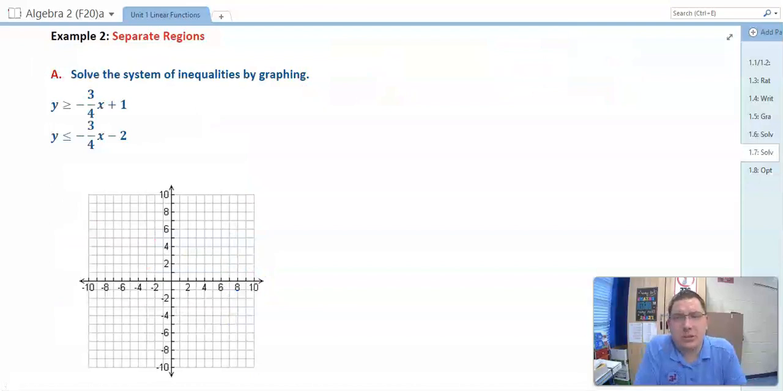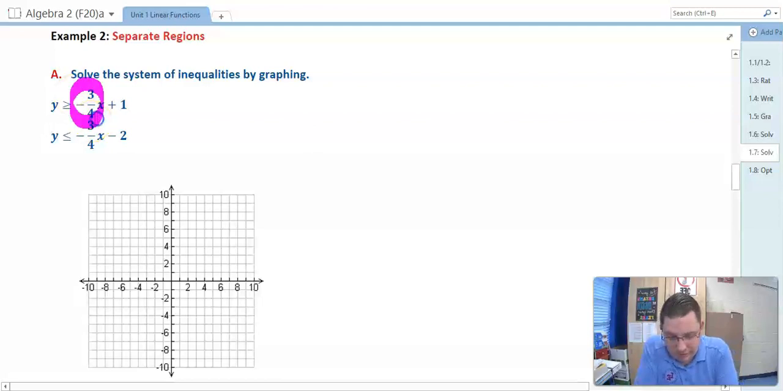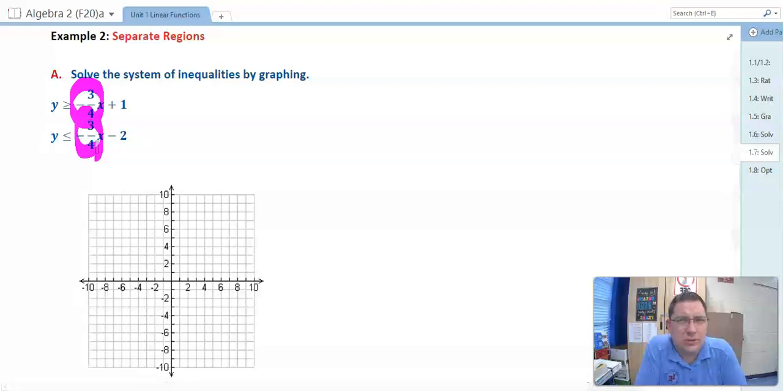So let's look at example 2. Example 2 is named separate regions, and it's named that for a reason. Look at the slopes of these two lines here. The slope of this line and the slope of this line, what do you notice? They're the same, right? So if the slopes are the same and the y-intercepts are different, that means the two lines are what? Parallel, right? So let's see what happens when we graph these two up.